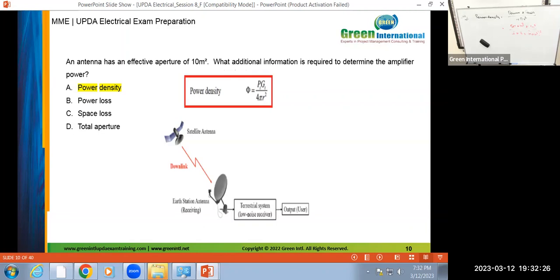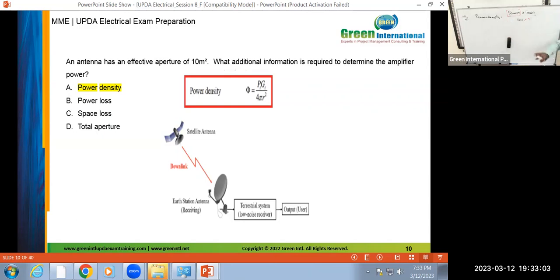So in this question, the area is given, 10 meter square. What additional information is required to determine the amplifier power? That is what we need to calculate the power.